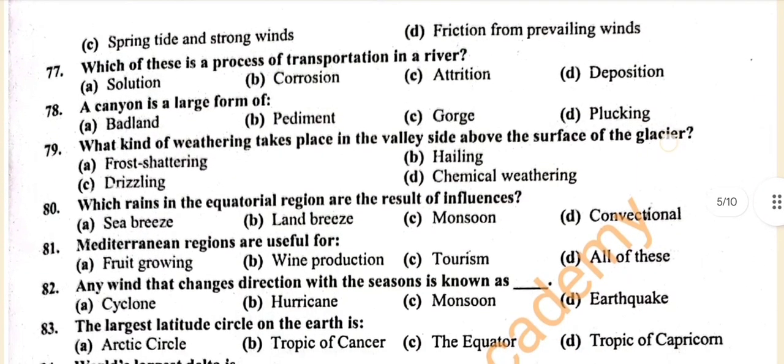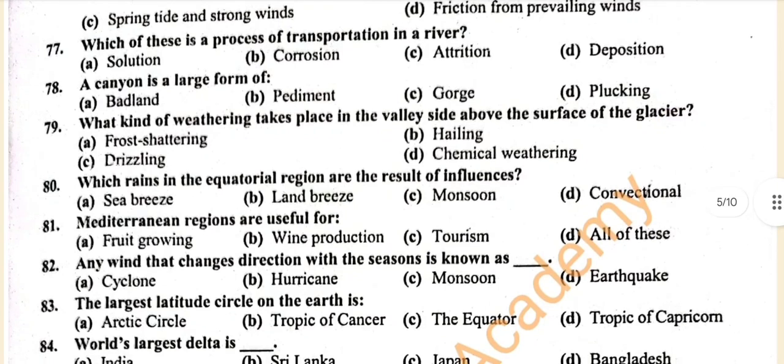Question number 77. Which of these is a process of transportation in a river? A. Solution, B. Corrosion, C. Attrition, D. Deposition. And the correct answer is C. Attrition.